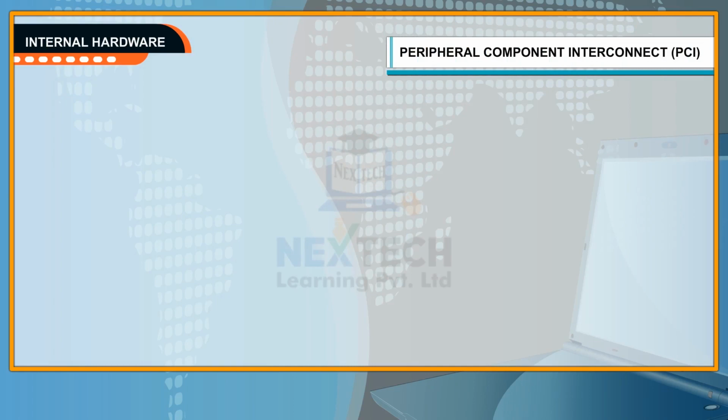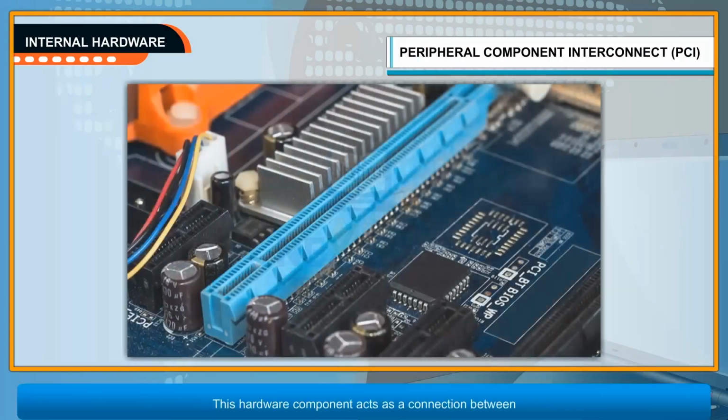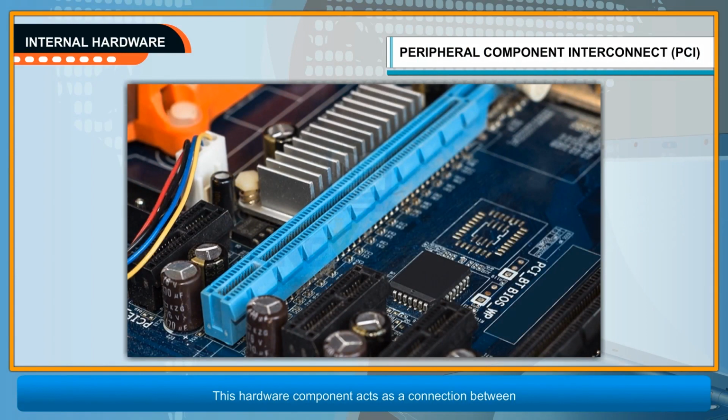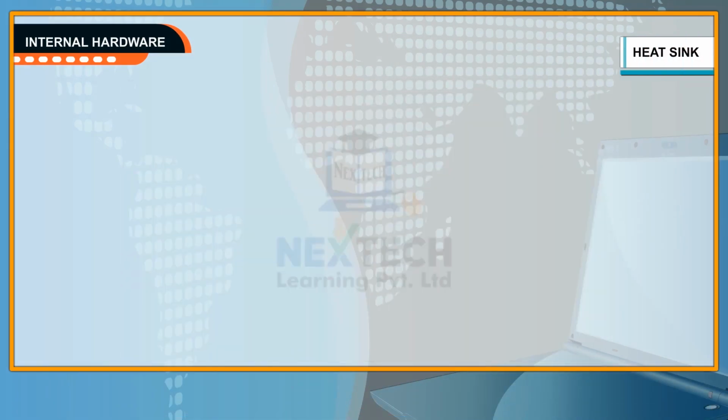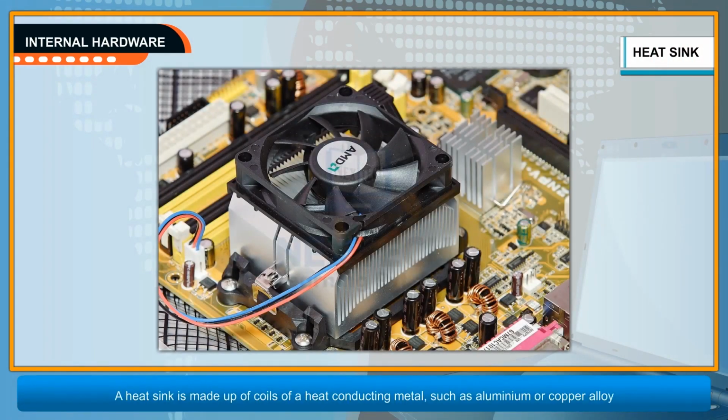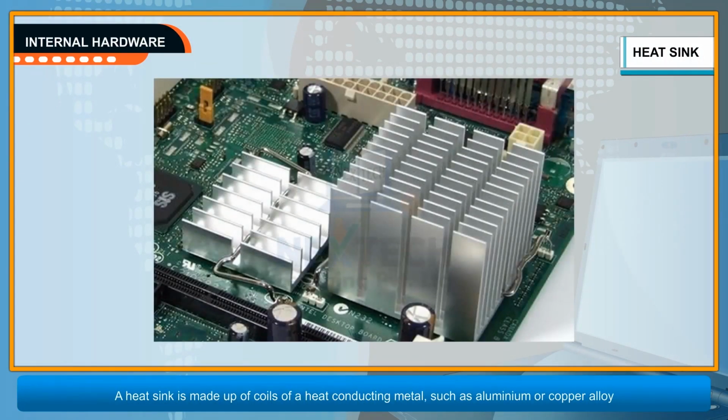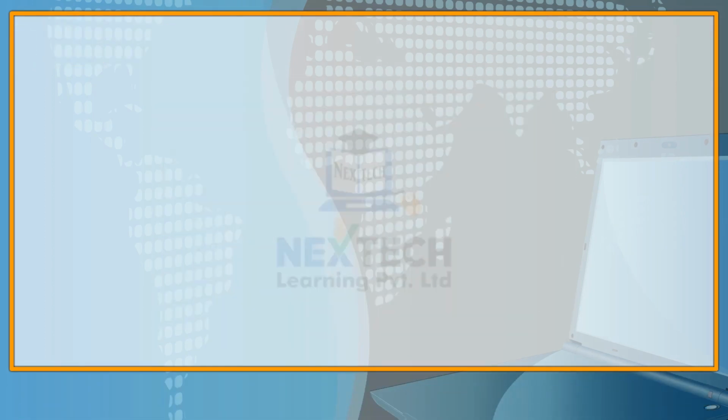Peripheral Component Interconnect (PCI). This hardware component acts as a connection between motherboard and any hardware devices attached to it. Heatsink. A heatsink is made up of coils of a heat-conducting metal such as aluminium or copper alloy. This device is designed to release the excessive heat generated in the CPU and graphics card.